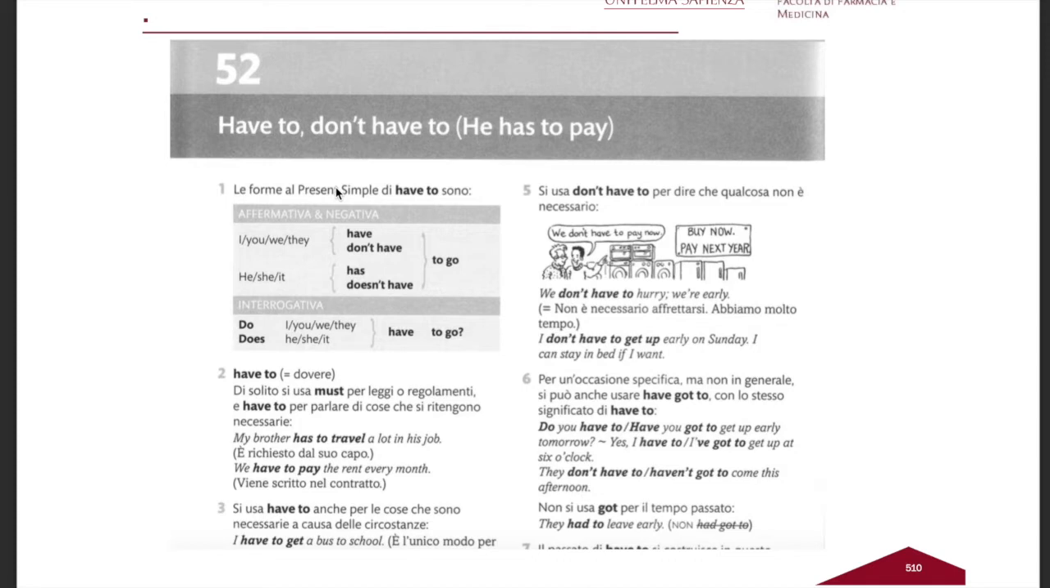Yeah. Well, but basically that's how you explained it with the contract or with the boss. I mean, the thing is that have to, so here we have has to travel a lot in his job, that's present simple. You can say have got to, this is present perfect. So why got to? Because we changed to present perfect, so now we have more verbs.